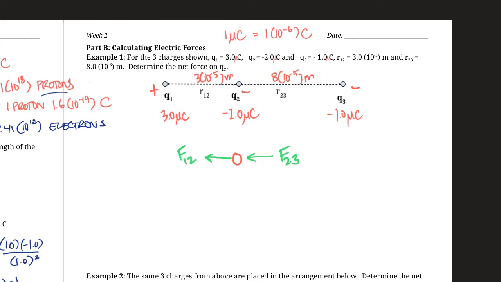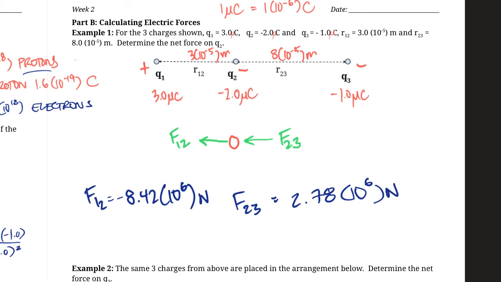So how can we calculate the net force on Q2? Well, we just need to calculate those two separate forces, right? I think you can do that part. So pause the video here in a second, and then you can check your answers when you unpause. So these are the two forces that I got. Force between 1 and 2 is negative 8.42 times 10 to the 6 newtons. Force 2, 3 is 2.78 times 10 to the 6.